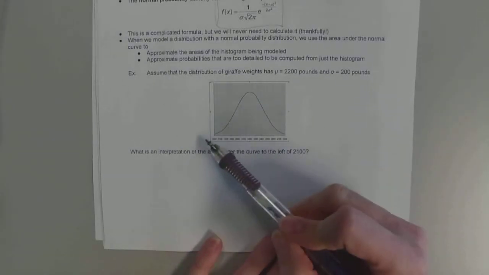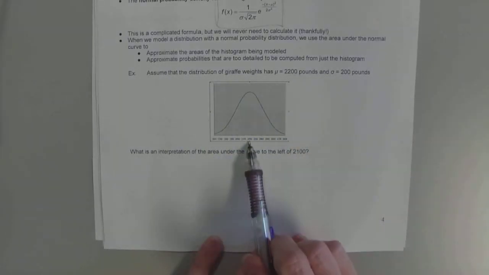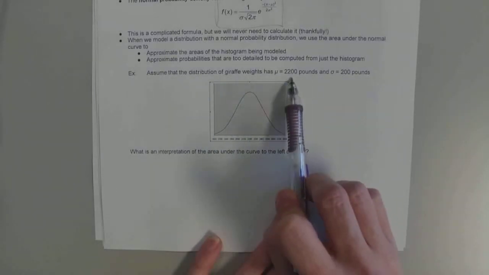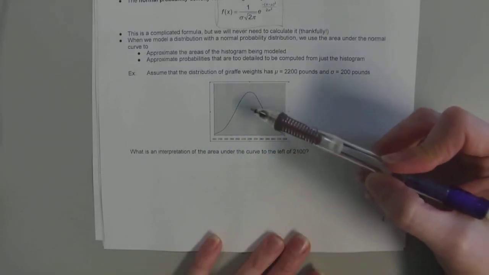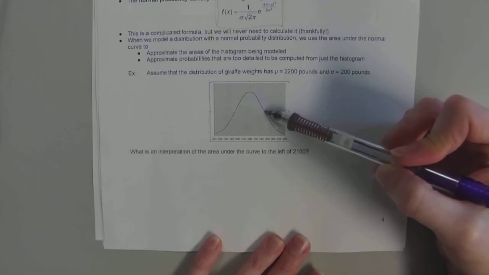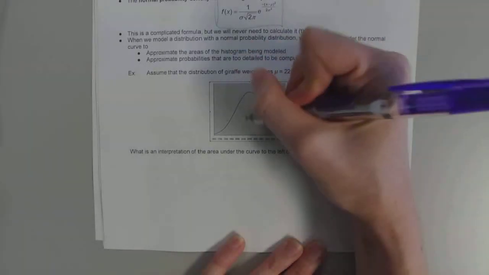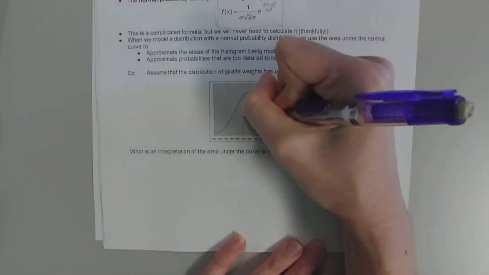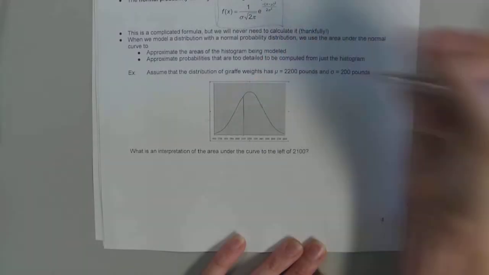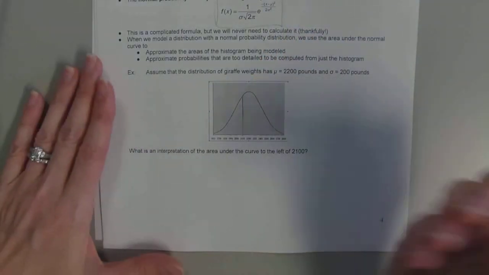So notice they drew the curve. And where is it centered? At 2,200 pounds. That's where it should be. That's the mean. Inflection points are about 2,000 and 2,400. But what would the interpretation of the area to the left of 2,100 be? Guys, do this with me. At 2,100, draw a line straight up and shade the area to the left.